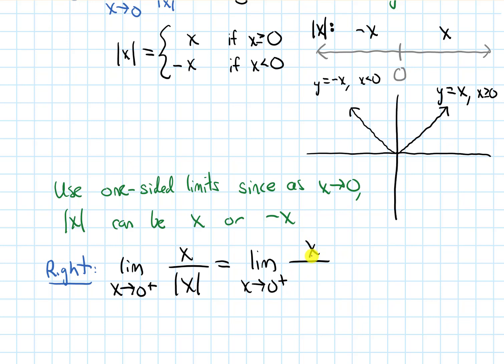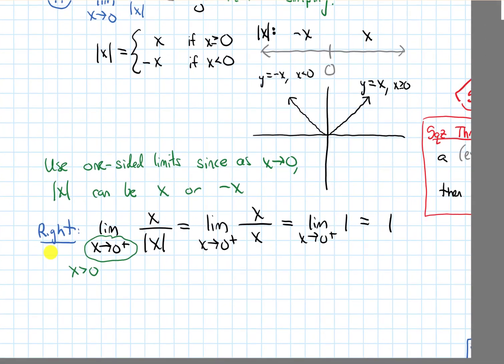I'll keep x on the top. And on the bottom, because x is approaching 0 from the right, that means x is a little bigger than 0. And if x is bigger than 0, that means we're using the top part of this piecewise function. The absolute value of x is just x, because the stuff inside is positive. Okay, and that simplifies nicely. We get the limit as x approaches 0 from the right of 1, and that is just 1.